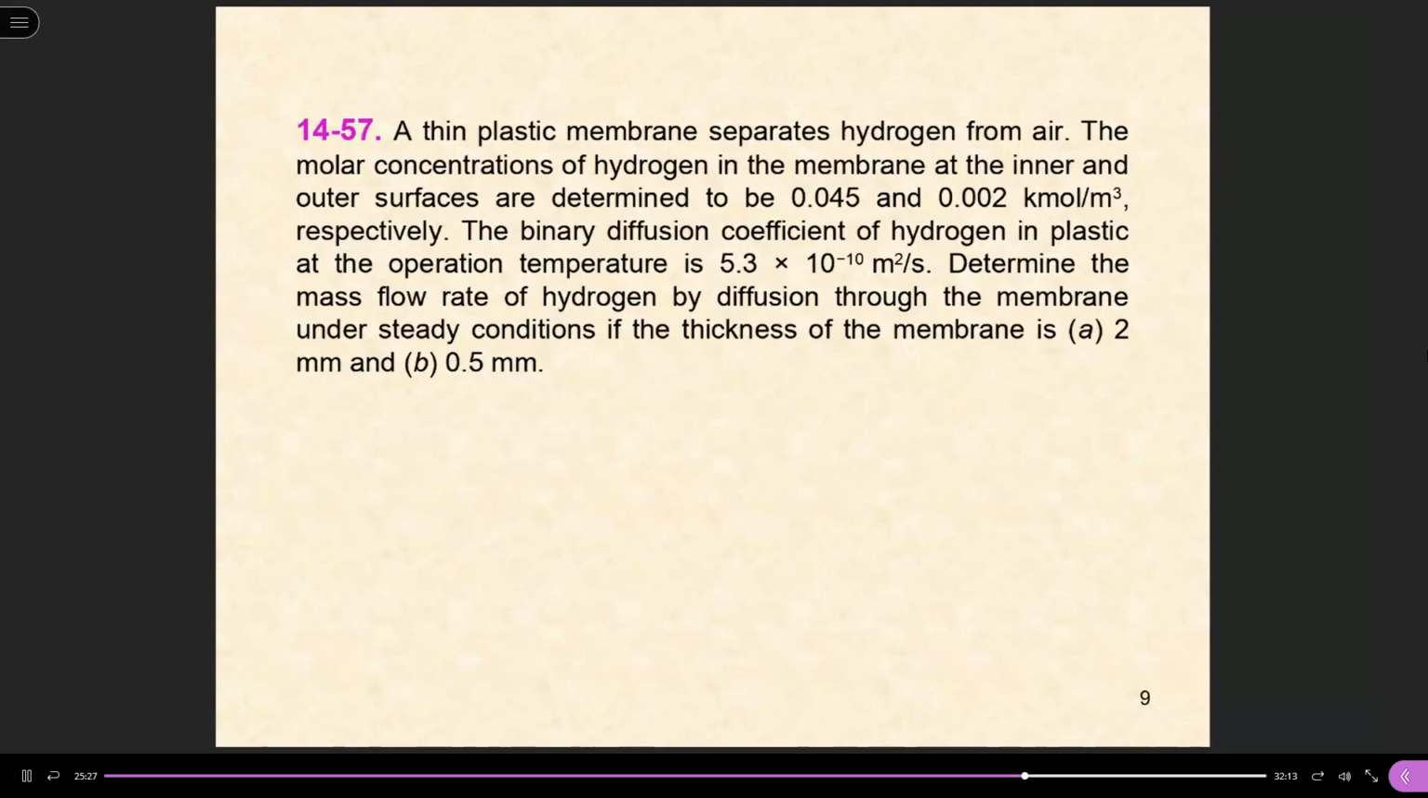Okay, so let's move on to another example here. A thin plastic membrane separates hydrogen from air. Well, here a plastic membrane. You may consider your balloon, which is not plastic. A balloon is rubber, a rubber membrane.